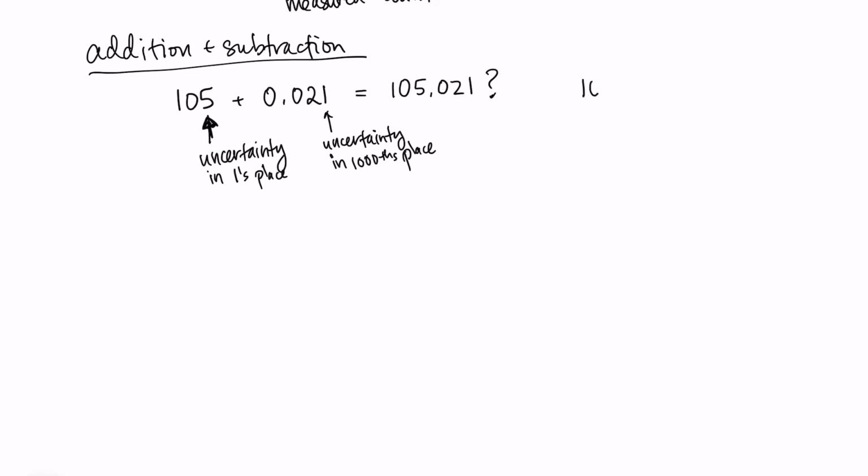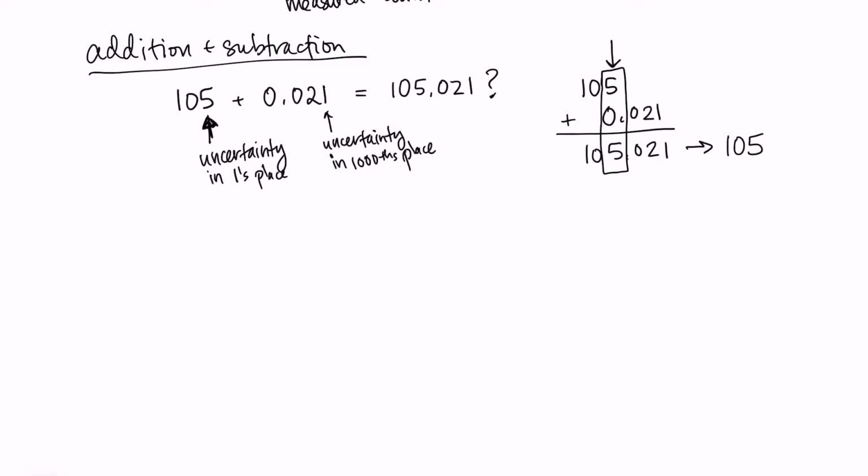So when we add these together, we line them up so the decimal point is in the same place, and we add them together. Then we look at the place with the largest amount of uncertainty, the last place going left to right where we have that uncertainty. I need to round it to the ones place because that's where my uncertainty is. So I'm going to get 105.